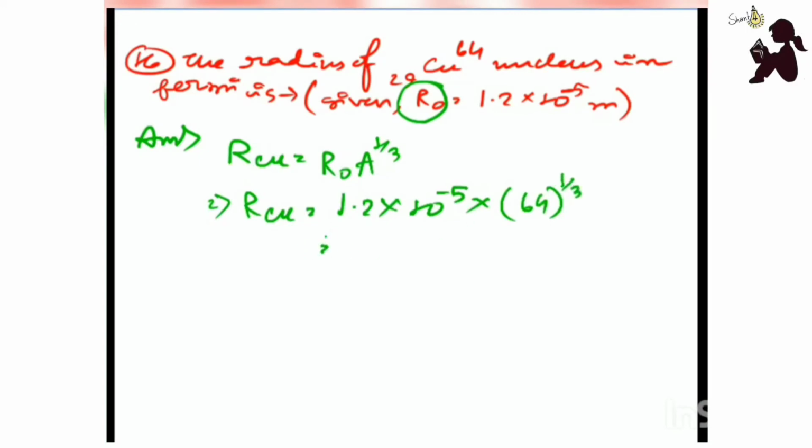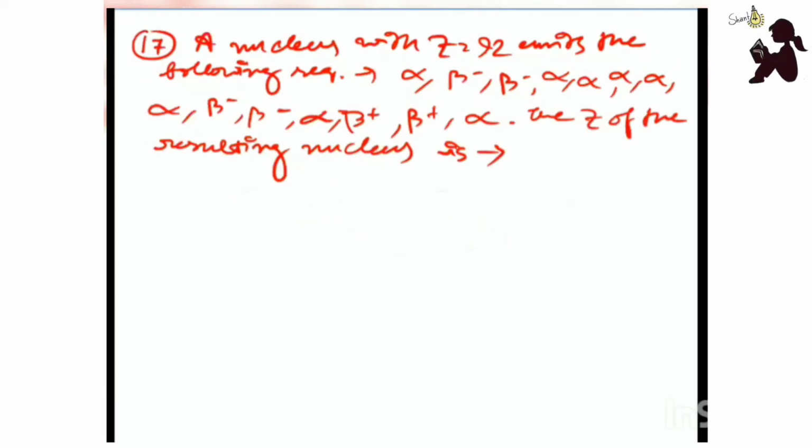Okay, so it will come 4. So what will it be? It will be 4.8 into 10 to the power minus 5, okay, meter. So that will be the radius of Cu. So question number 16 is also done. Let's see question number 17.